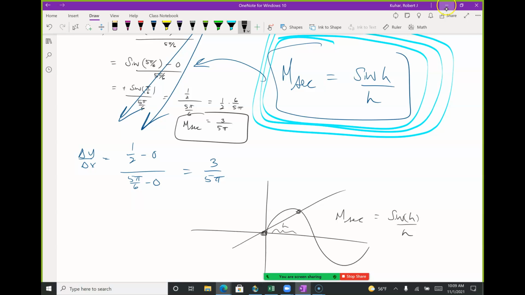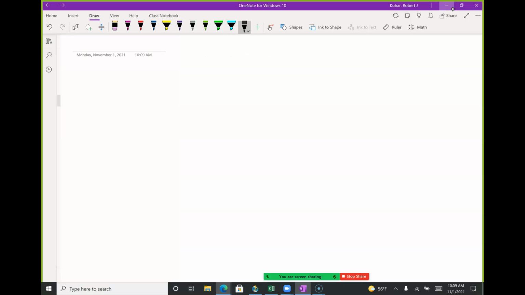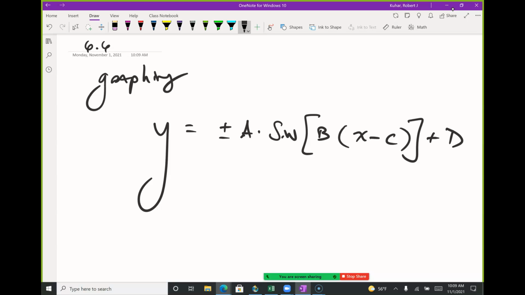All right. I don't have much time left, but I want to start our last section of chapter 6, and I won't finish it, so I'll finish it on Wednesday. And that is, we're looking at 6.6, graphing y equals plus or minus a times sine of b times x minus c, all plus d.